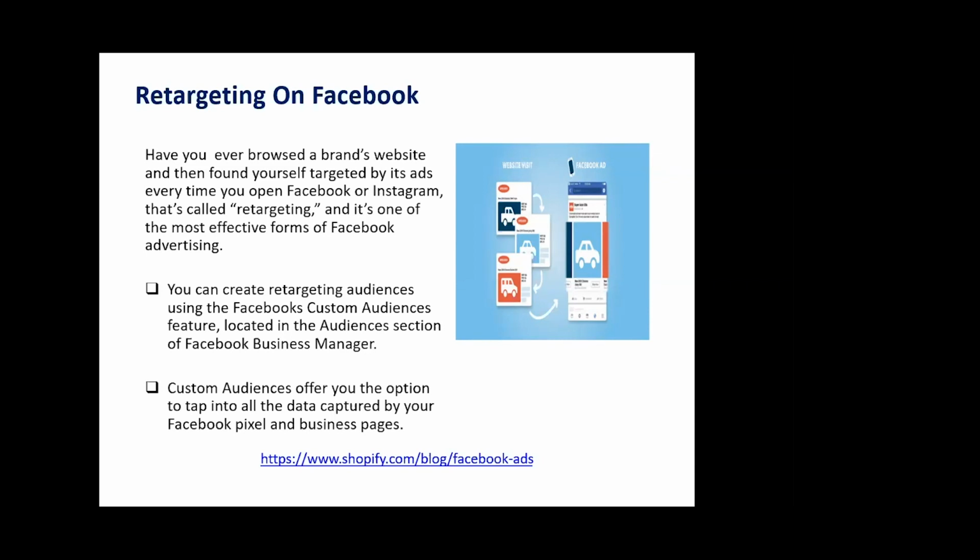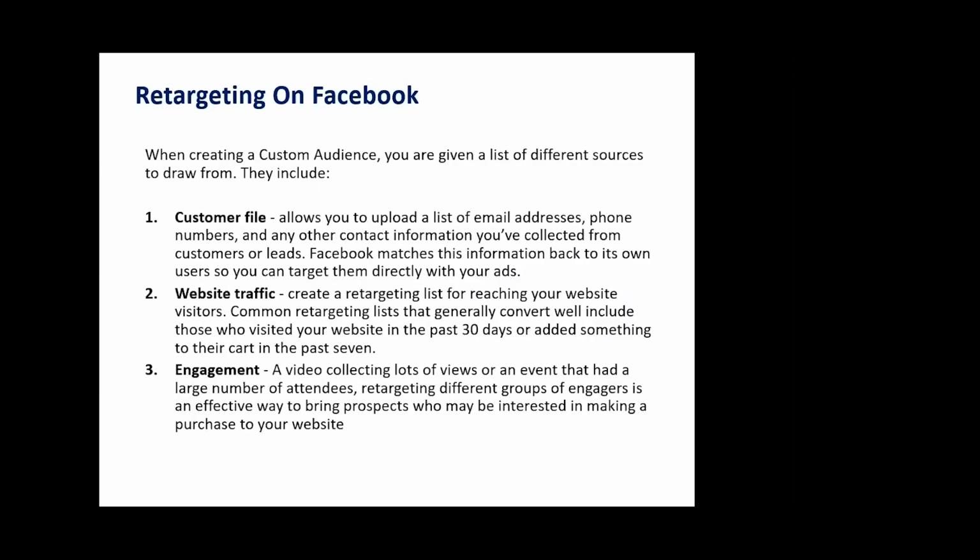Custom audience allows you the option to tap into all of the data captured by your Facebook pixel and business pages. In other words, if you go to your Facebook business page, you can get a piece of code there called a Facebook pixel. You install that Facebook pixel on your website, or you get your web developer to do that, and that then allows you to retarget on Facebook. So these are some of the things that you can do.